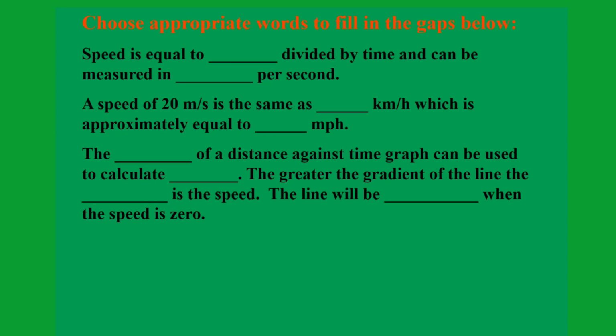Now there is a fill in the gaps here. Choose appropriate words to fill in the gaps below. Look at the fill in the gaps first. Read the first sentence. Speed is equal to dash divided by time. Speed is equal to distance divided by time. Distance divided by time can be measured in meters per second, because the unit of speed is meters per second. So the answer: speed is equal to distance moved divided by time taken and can be measured in meters per second.